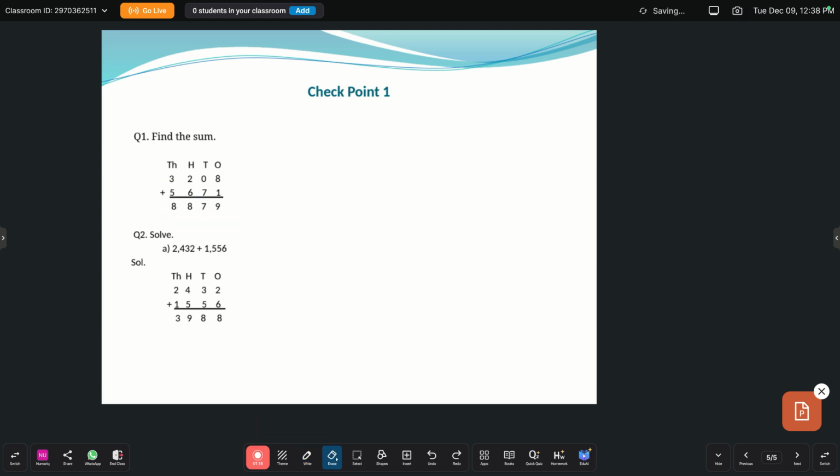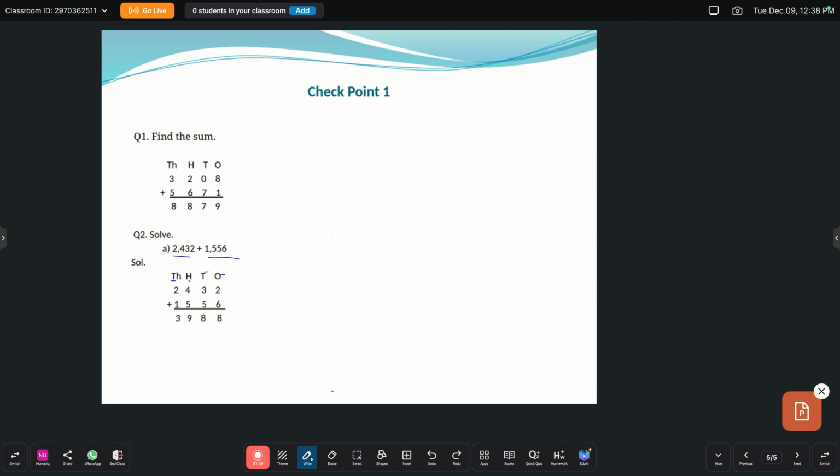Now move to question number 2. Question number 2 is: solve. Here we have been given the addends and we have to arrange them in columns. What you have to do first of all is write the places, that is ones place, tens place, hundreds place and thousands place.